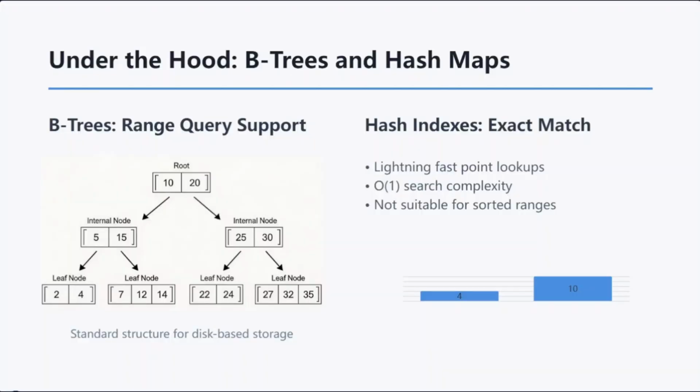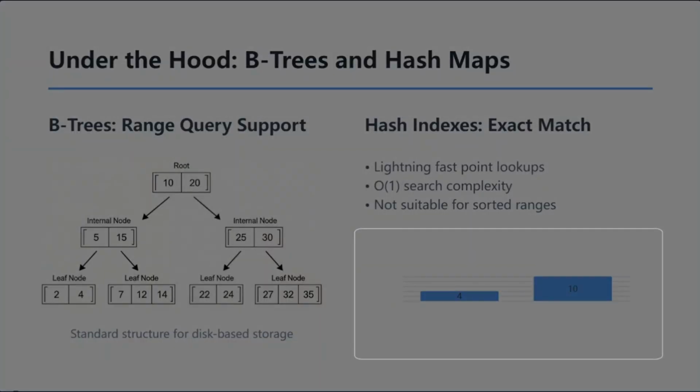On the other hand, we have hash indexes. Think of these like a high-speed shortcut. They are built for one thing and one thing only: exact matches. If you need to find a user by their specific ID, this is your best friend. As you can see, they offer O(1) search complexity, which is practically instantaneous regardless of how much data you have. However, the trade-off is that they can't help you with ranges. They either know exactly where the key is, or they don't.